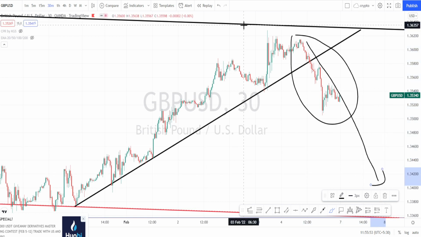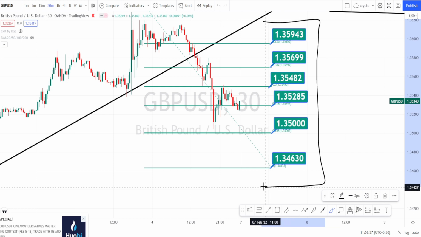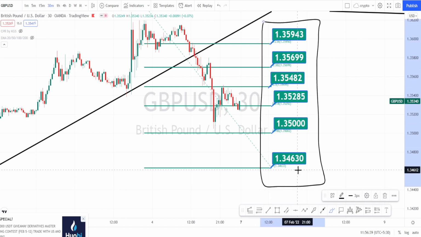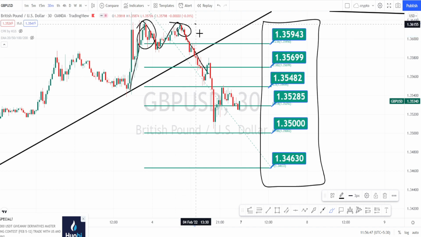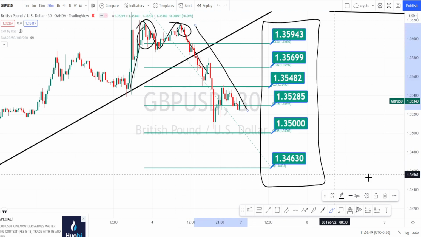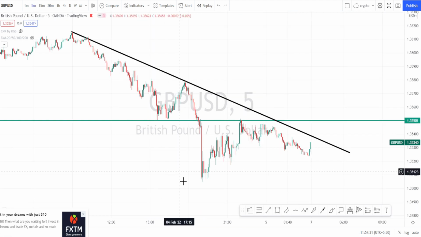Let us mark the support and resistance levels for 30 minutes time frame. So the values within the green color boxes are the support and resistance levels in 30 minutes time frame. Previously the price action was in a very nice bullish trend and gave a double top pattern, then a trend reversal has happened and it is in a very nice bearish trend. Let us do the analysis in 5 minutes time frame. So I am in 5 minutes time frame now.